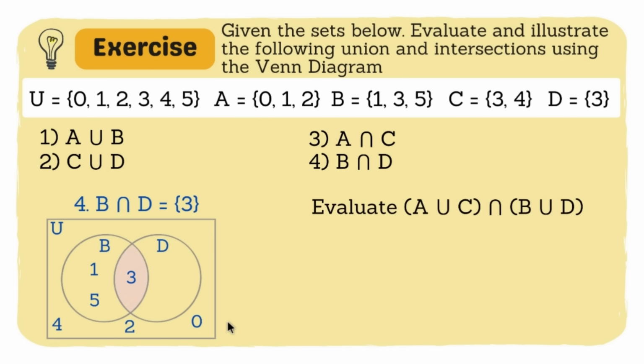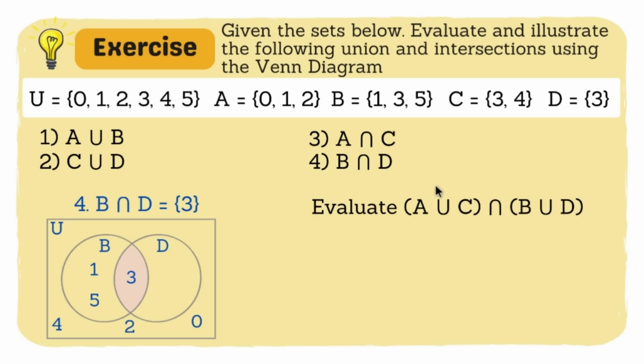Now, to give you more challenge, let's evaluate this one. Paano naman pag ganito po ang tinatanong? Evaluate the intersection of A union C and the union of B and D. Okay, pwede rin natin itong basahin as A union C intersection B union D. Okay? So, ang ibig lang sabihin nito is, kung may parenthesis, unahin mo muna.